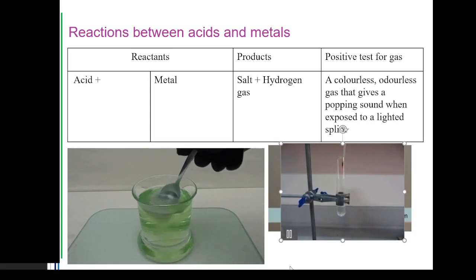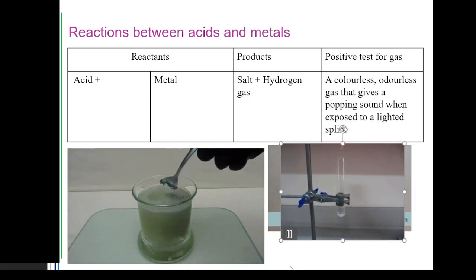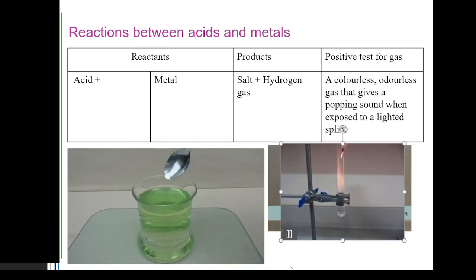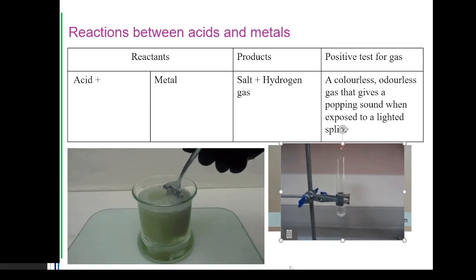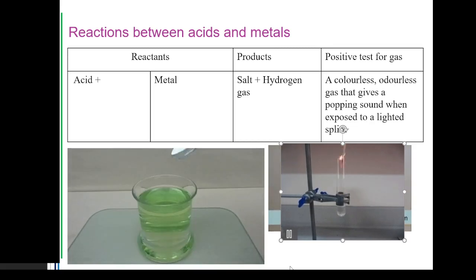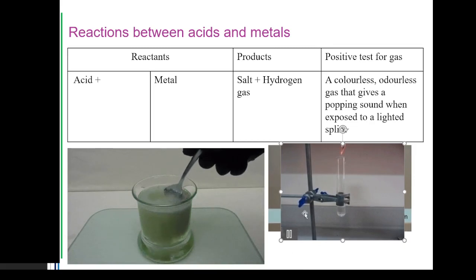And I have one more GIF to show you where the lighted splint is being placed into hydrogen gas. We can't hear the pop, but please rest assured that once you hear that squeaky pop, it means hydrogen gas is present.